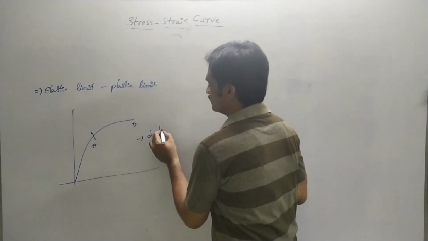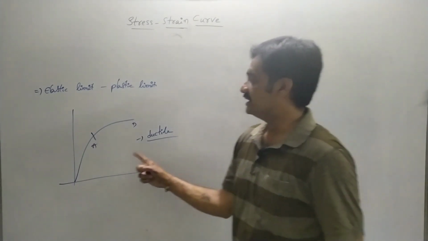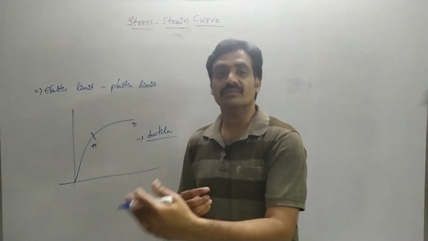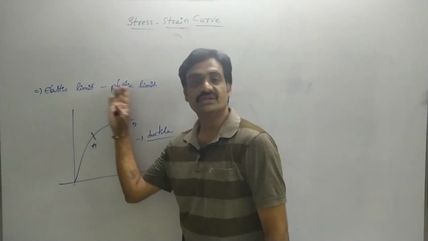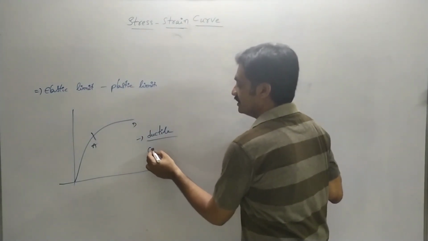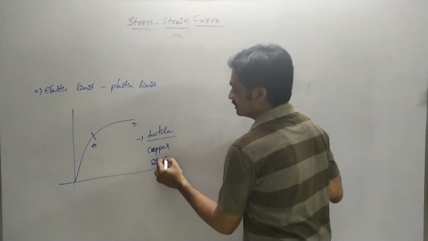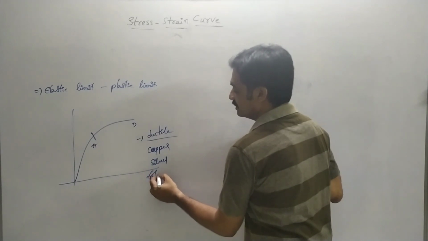ductile materials. In the case of ductile materials, the deformation will be more between the elastic limit and the plastic limit. Examples of these materials are copper, silver, as well as gold.